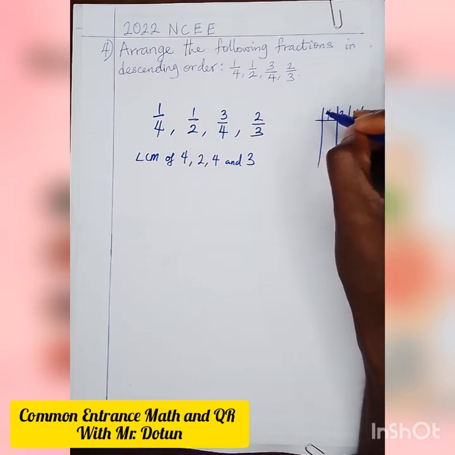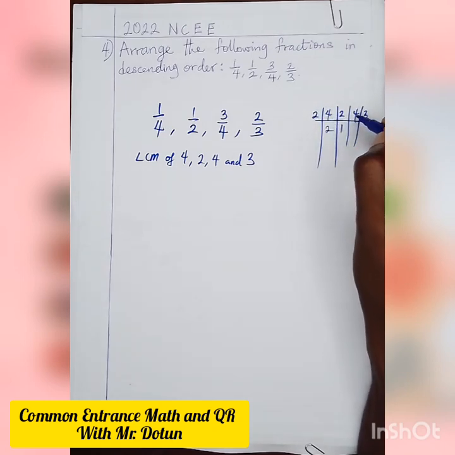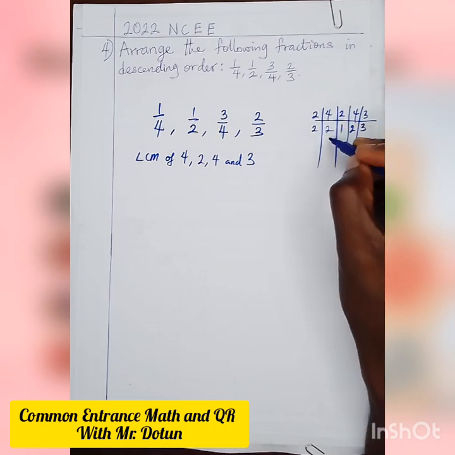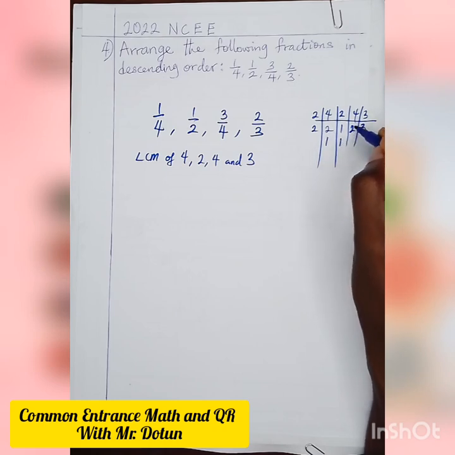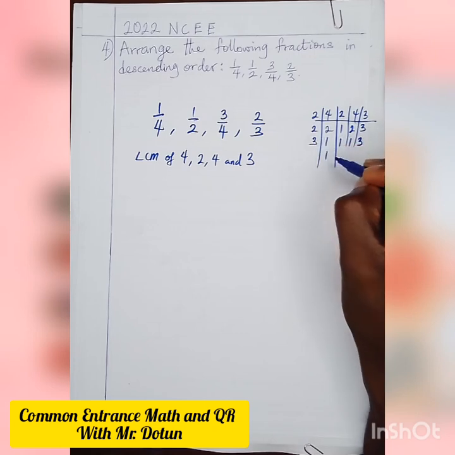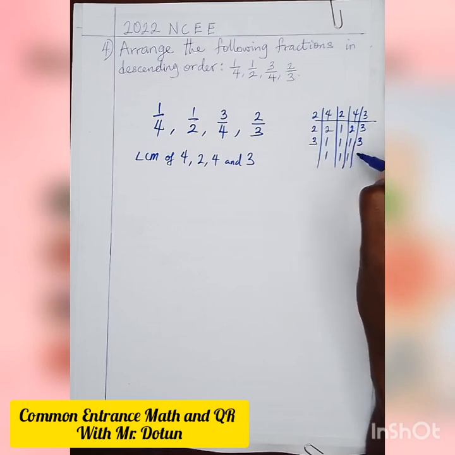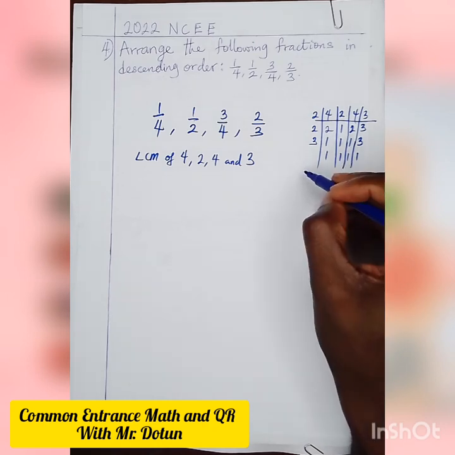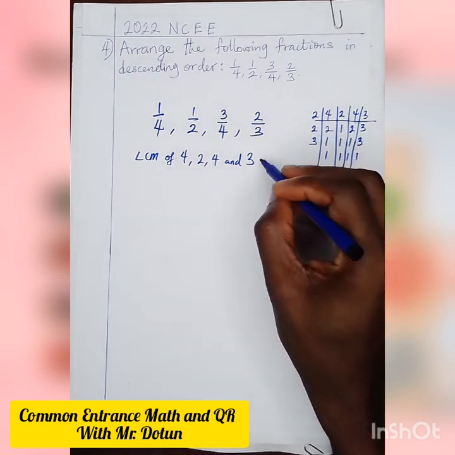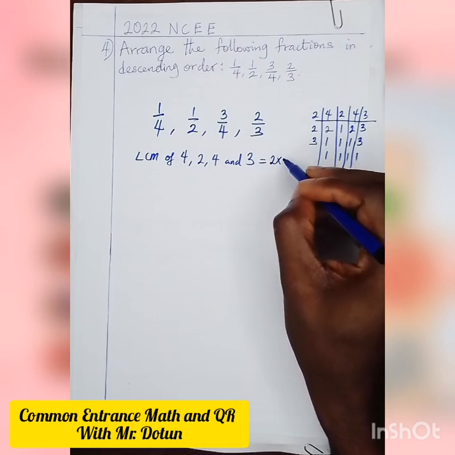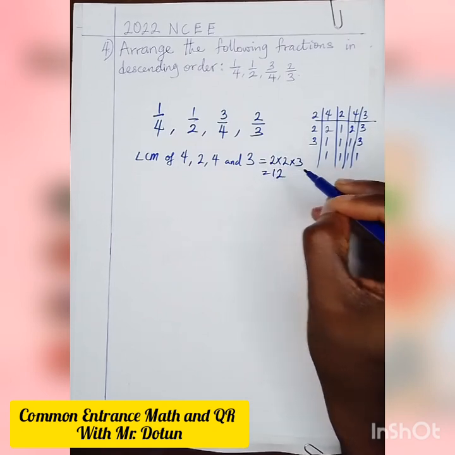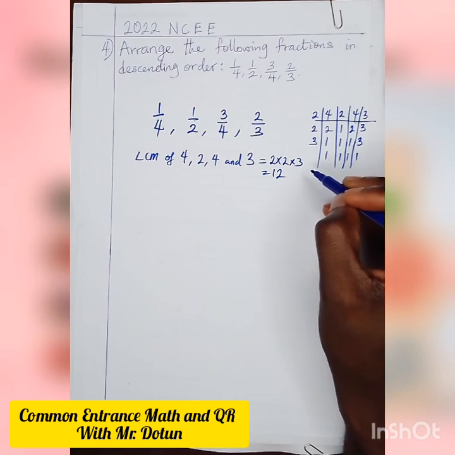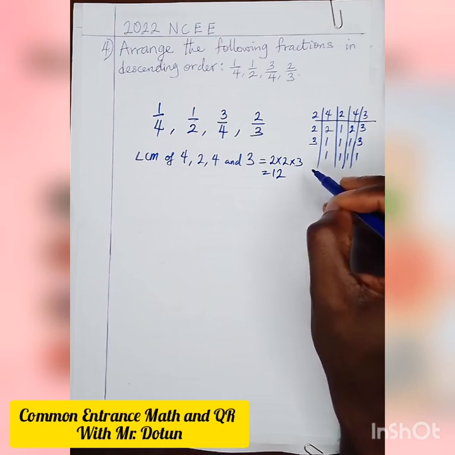We'll go with 2. 2 in 4 is 2, 2 in 2 is 1, 2 in 4 is 2, and 2 cannot divide 3, so we bring it down. Then 2 in 2 is 1, this is already 1, and 2 in 2 is 1. We can divide this by 3, so we have 1, 1, 1. So the LCM will be 2 times 2 times 3, which is 12.